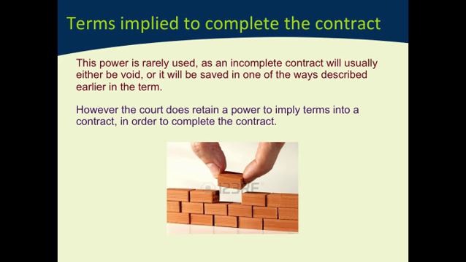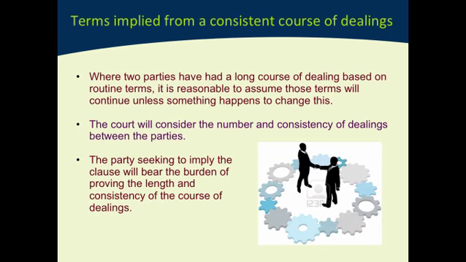So, what you have to understand for the purpose of this course is that it is possible for the High Court to imply terms into a contract to complete it. But it's not something that's going to happen very often. It's certainly not something that's going to happen all the time. The second type of implied term is a little more common. And these are terms which are implied from a consistent course of dealings.